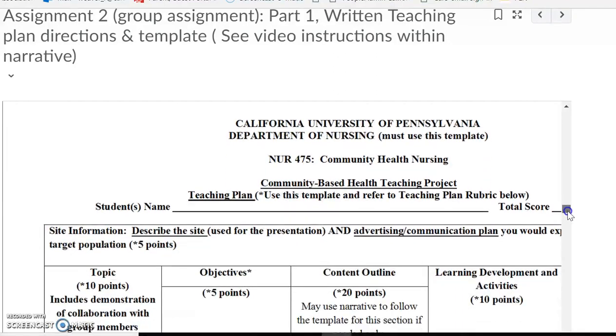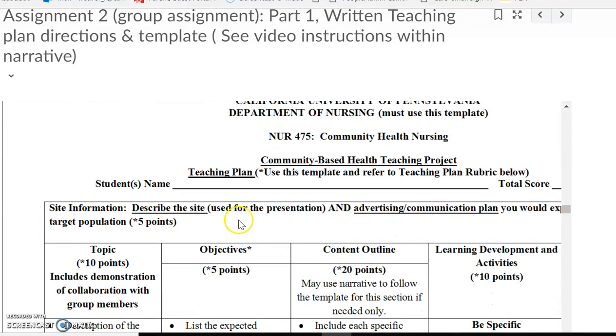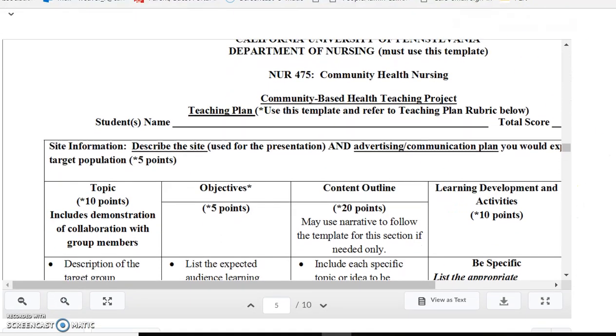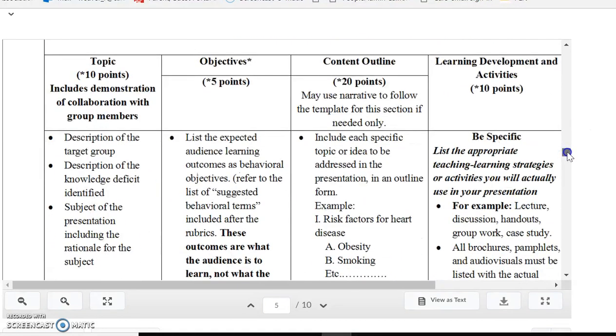So this is the written teaching plan, and it looks like a care plan. You put your student names, and there's just a blank there for the total score. Let me see here if I can bring this up. There we go. So you can see we have a column here for the topic.